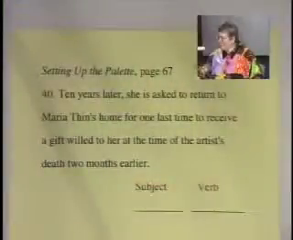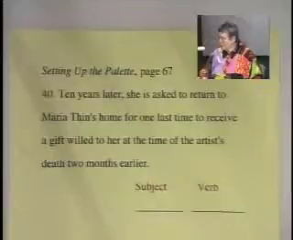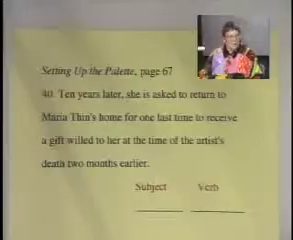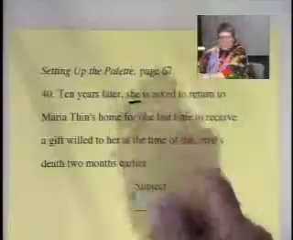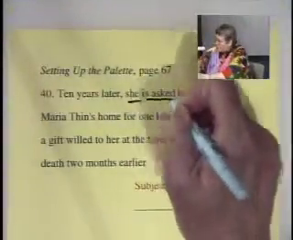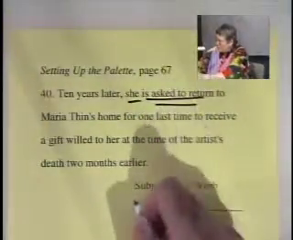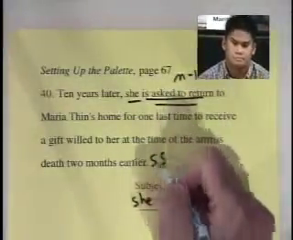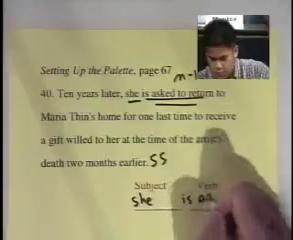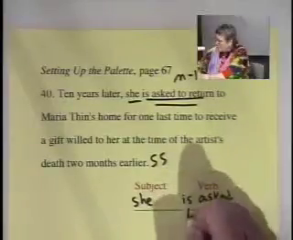So 10 years go by. 10 years later, she is asked to return to Maria Thins' home for one last time to receive a gift willed to her at the time of the artist's death 2 months earlier. So she's presumably in her late 20s at this point. Justin, where's your subject? She. And how about your verb? Is asked to return. And what kind of a clause is that? Main. What kind of a sentence is it? Simple. Okay, so it is asked to return.